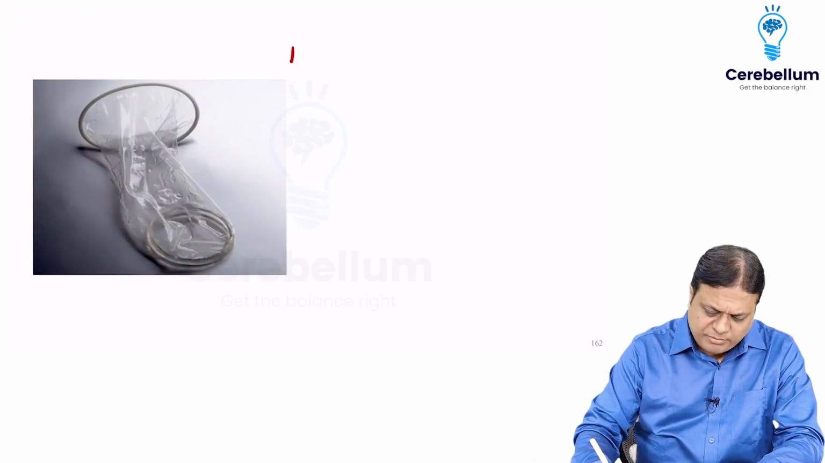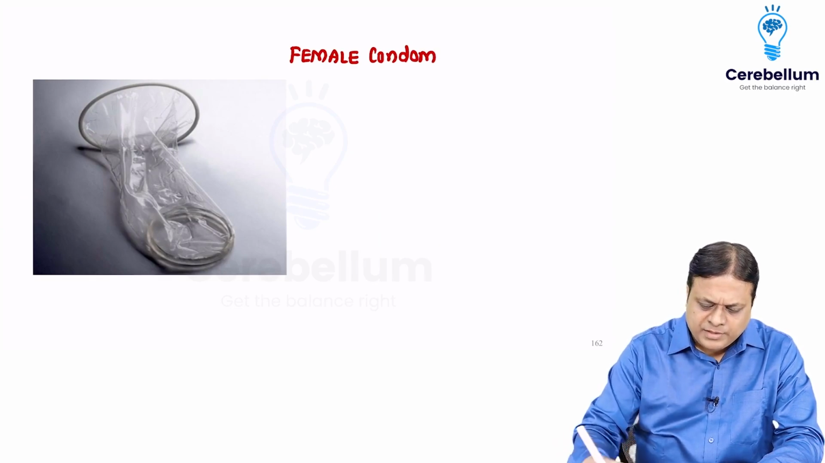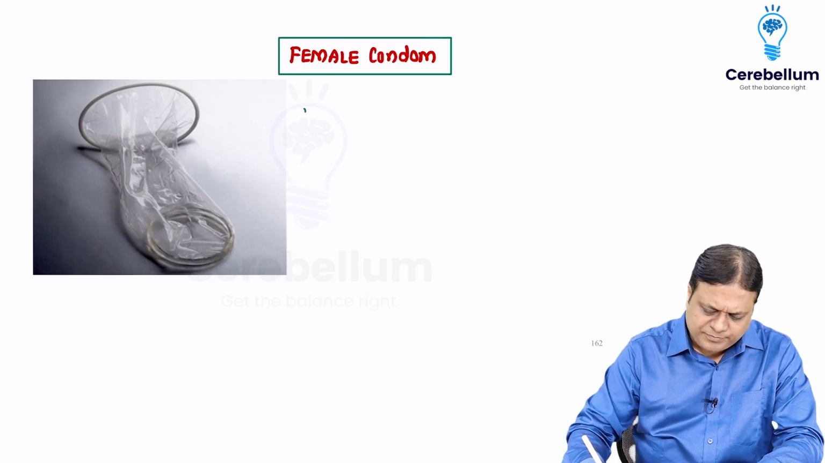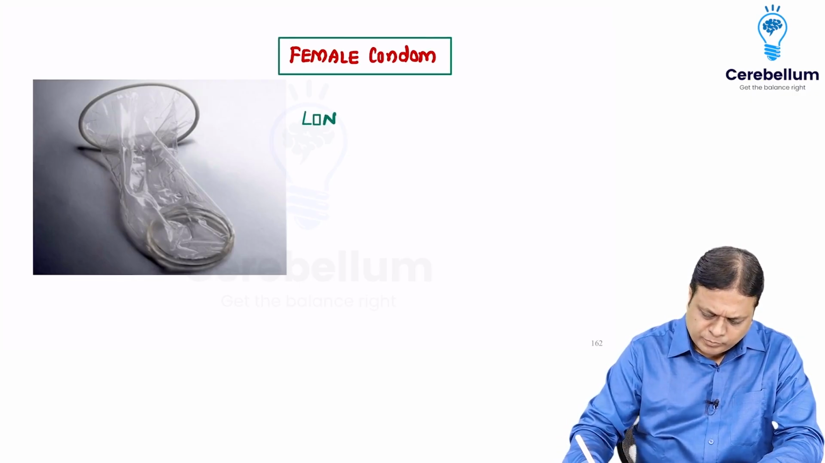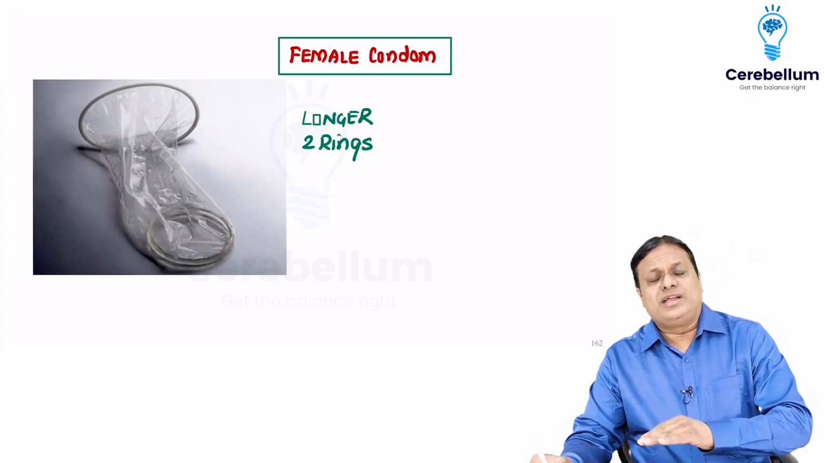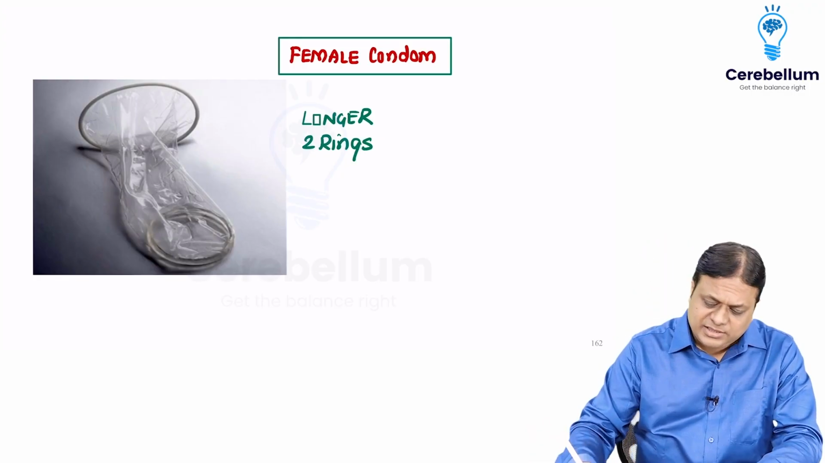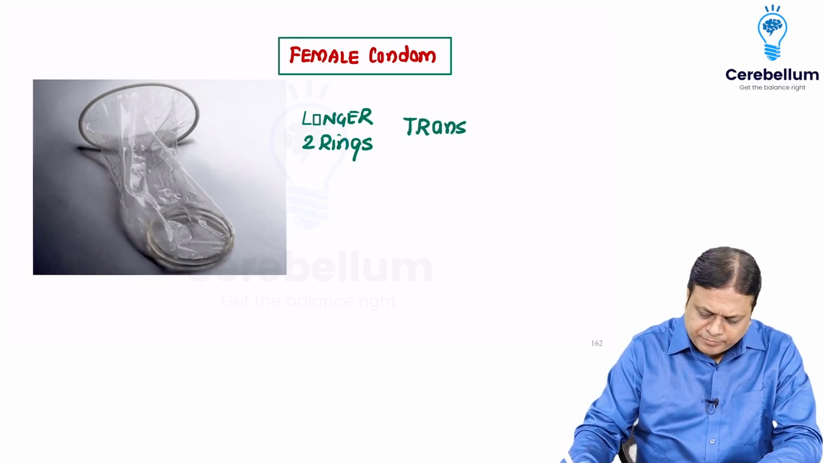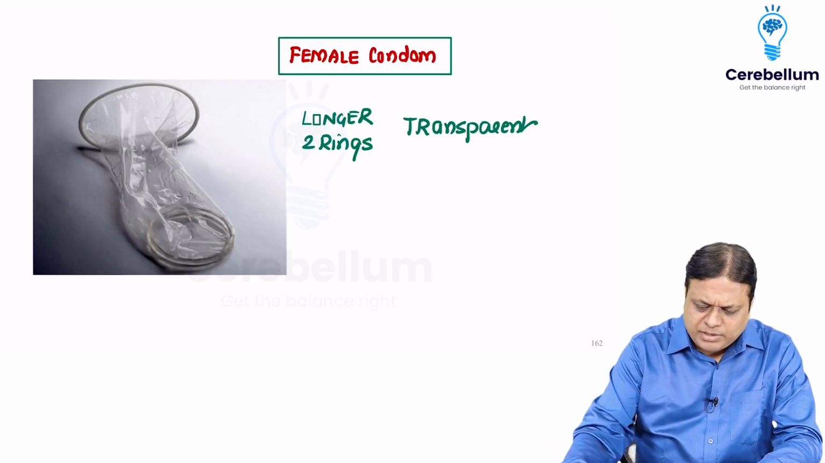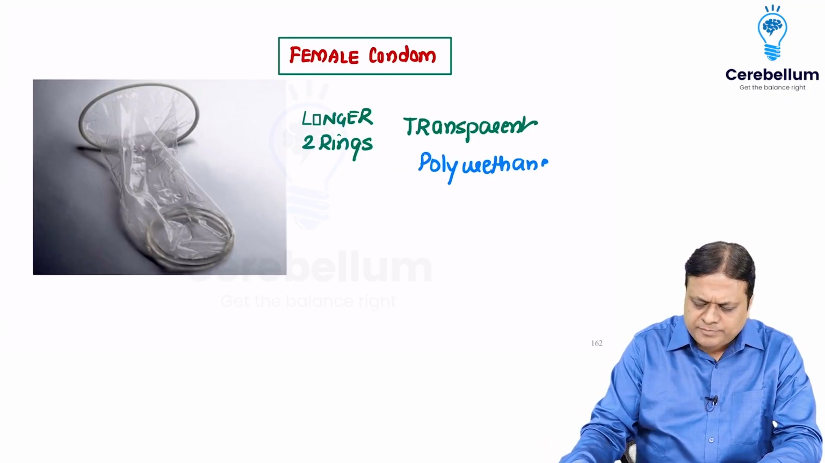This is a female condom. What are its differences technically from a male condom? When we look, female condom is longer, having 2 rings. Male condom is shorter with 1 ring at the end. Male condom is translucent because it is made of latex. This is transparent because it is made of polyurethane or nitrile polymer.